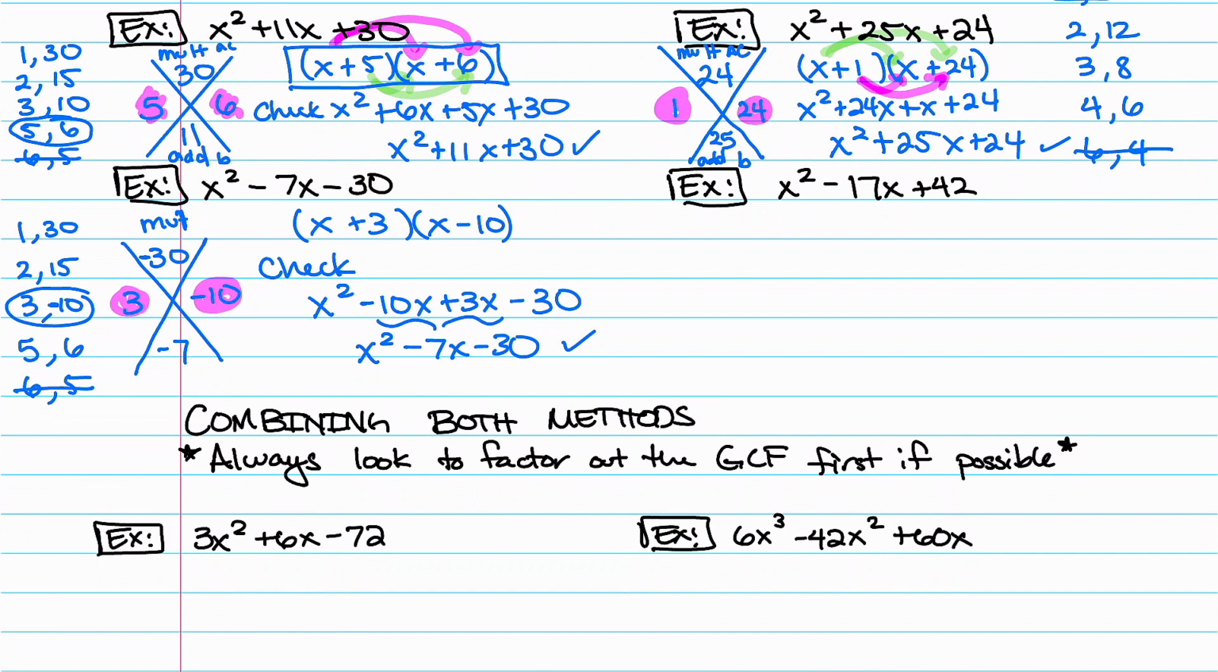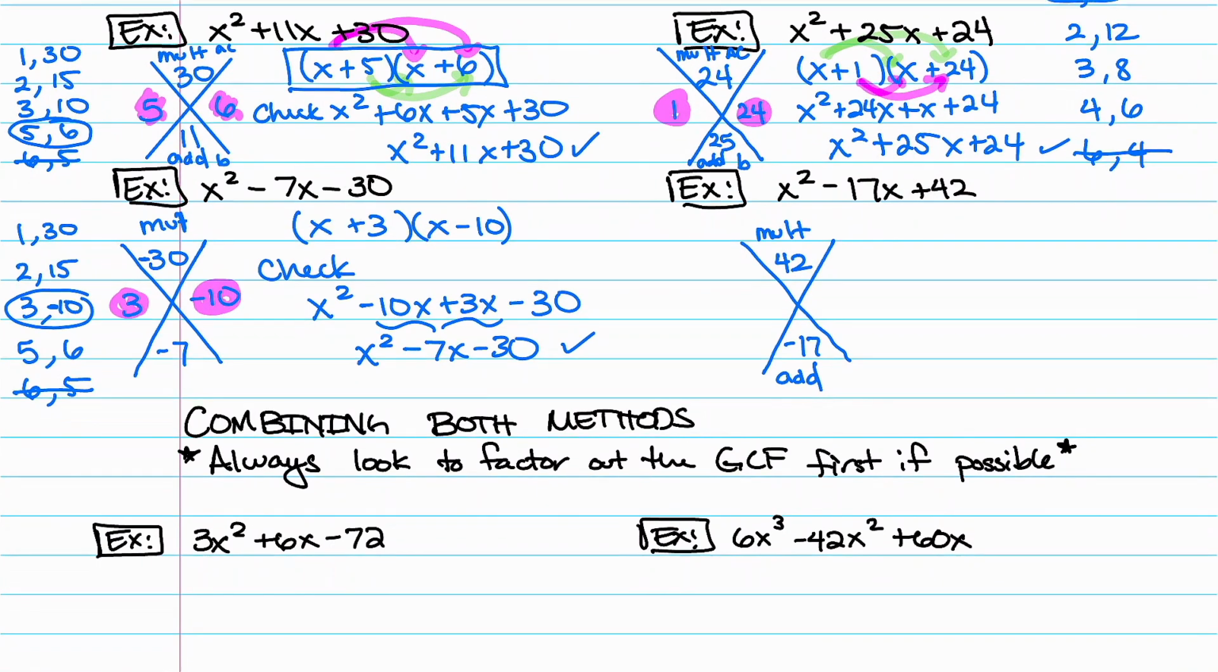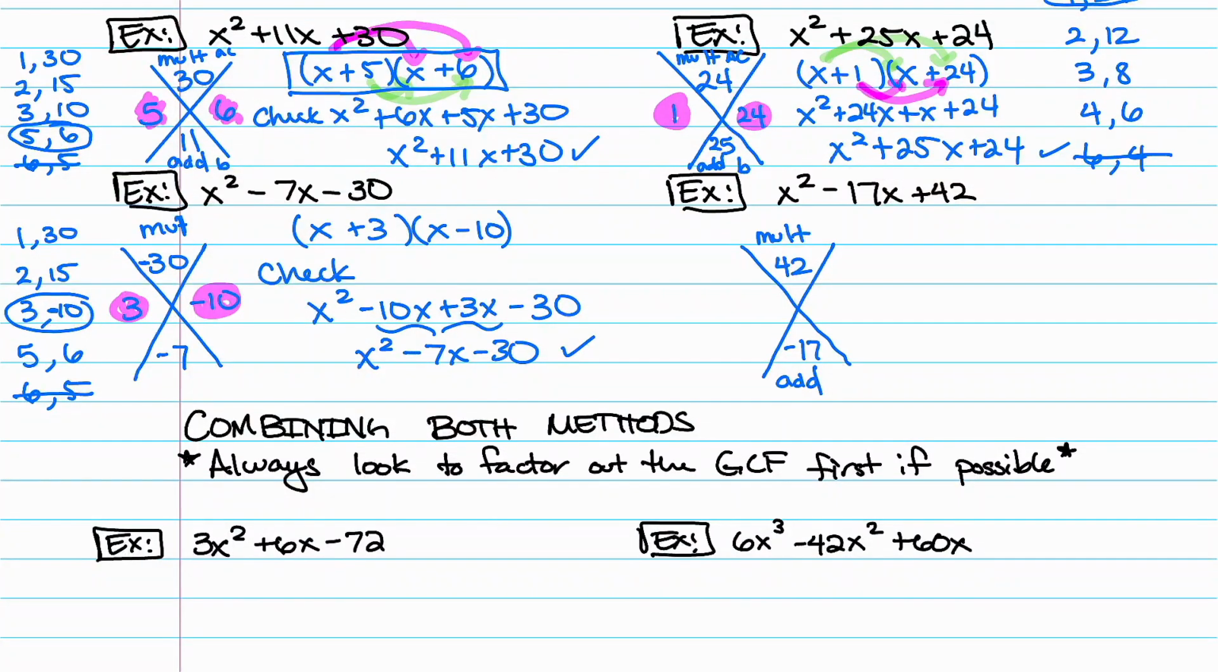All right, and then for the last one here, we're going to set up my x. Remember, I need to multiply to AC. I need to add up to B. AC, my A is 1. My C is 42. So 1 times 42, that's going to give me 42. And then I need to add up to a negative 17. This is why that list is so important, guys, because it's kind of hard to figure out all these combinations without really going through each number.